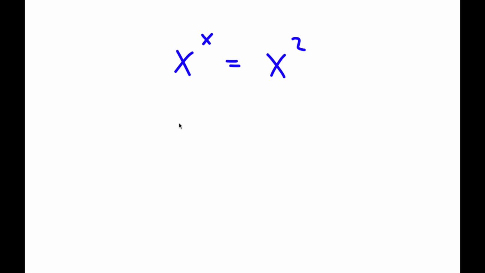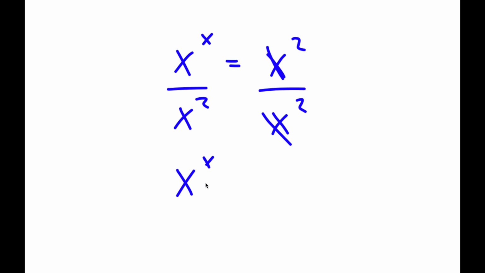Alright, so I have x to the power of x is equal to x to the power of 2. So, to solve this, I'm going to first divide both sides by x to the power of 2. So then these two cancel out, and now I have x to the power of x over x to the power of 2 is equal to 1.